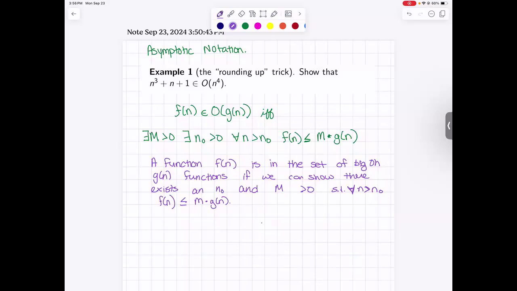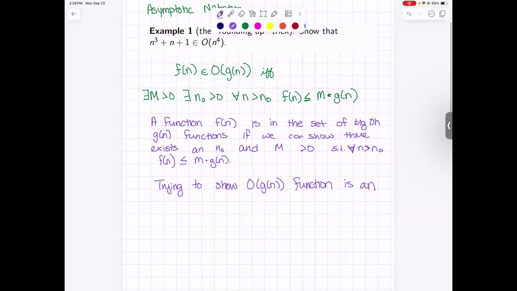We're trying to find m. Actually, it's not g of n set, it's big O g of n set. So the O g of n function set is an upper bound to a function f of n.